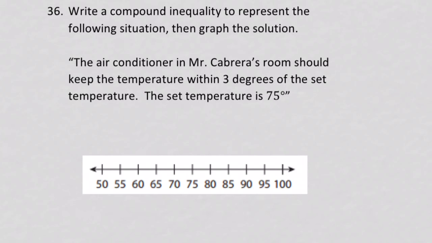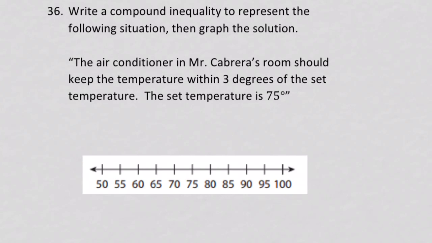The air conditioner does not keep it exactly at 75, okay? That's pretty much impossible because the temperature is going to change based on how many people are in the room or if it's a really hot day outside or things like that, right? So what the air conditioner does is, if the temperature goes outside of 3 degrees from 75, then it will kick in. So for example, if the temperature gets too hot, 75, 76, 77, 78, once it hits 3 degrees past the set temperature, it's going to kick in, okay?